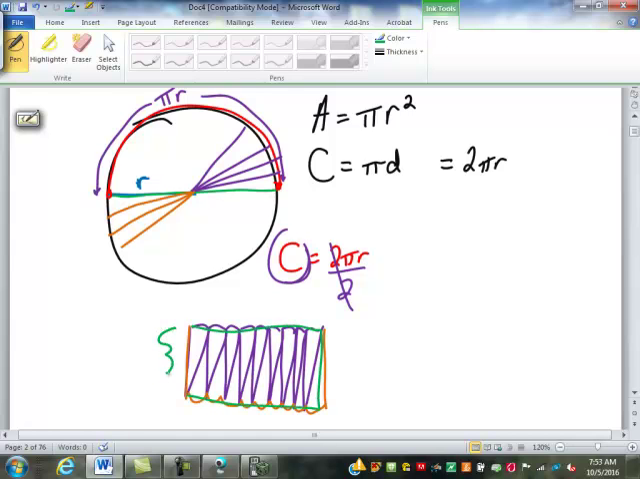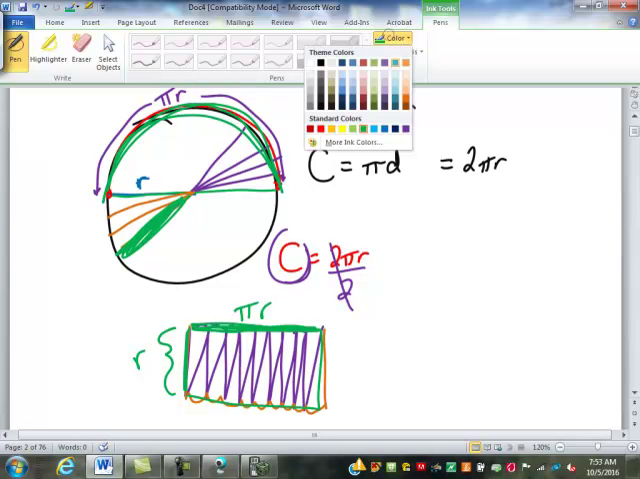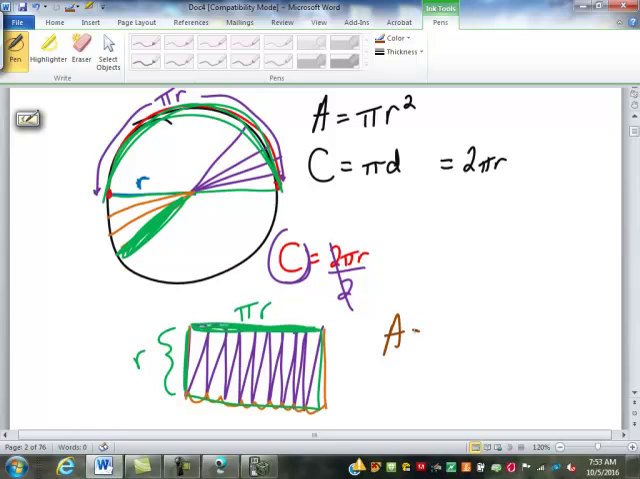What's this distance right here? R. It's my radius, right? What's this distance right here? Pi times r. If that were a rectangle, its area would be its length times its width. Pi r times r is pi r squared. That's where the formula for the area of a circle comes from. What we just did here is the basic principle of calculus. You cut stuff into thin enough slices and you can turn it into rectangles. Now, we're not going to do any calculus in here, but it's the basic principle.